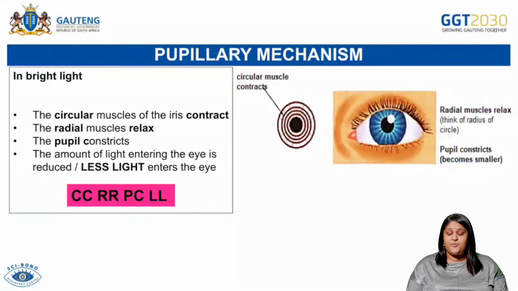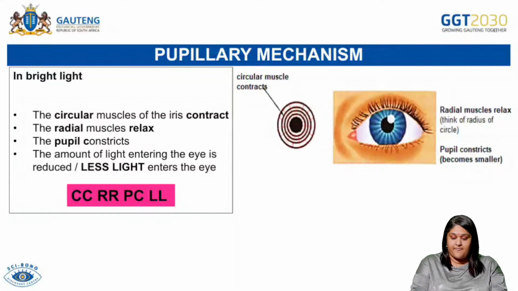So the pupillary mechanism is a response to the amount of light. Firstly, I need to remind you that the iris is made up of 2 muscles. It's made up of circular muscles and radial muscles. The circular ones are the ones that are circling the pupil, and the radial muscles are the ones that branch out, or radiate out.